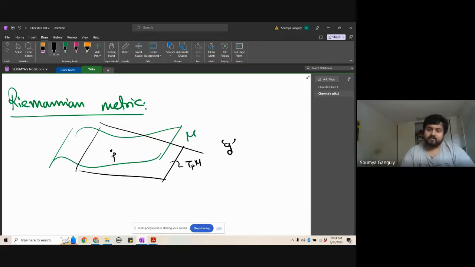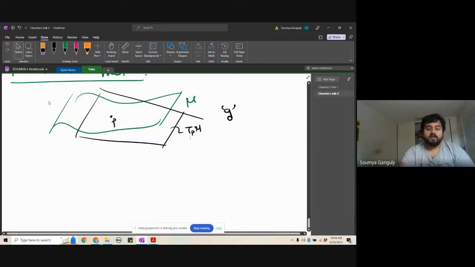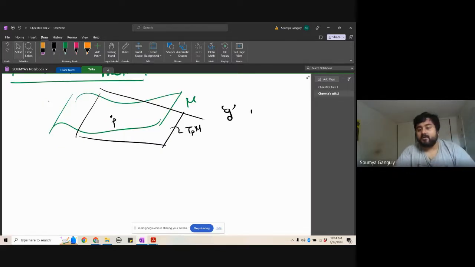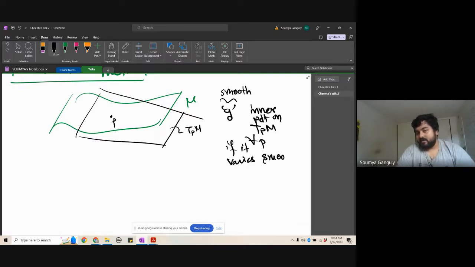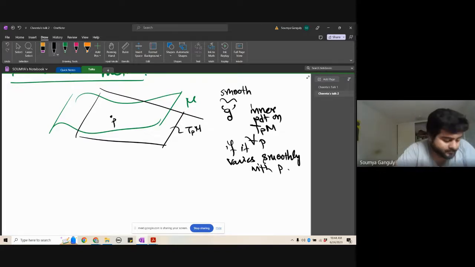Why will it help us to define length? We will see that, maybe not today. So basically, it will give you an inner product on TPM for every P. It is called a smooth metric if it varies smoothly with P. We are not going to make this very precise. So basically, this inner product value of two vectors on the tangent space will vary smoothly as you vary the vectors and the points smoothly on the manifold.